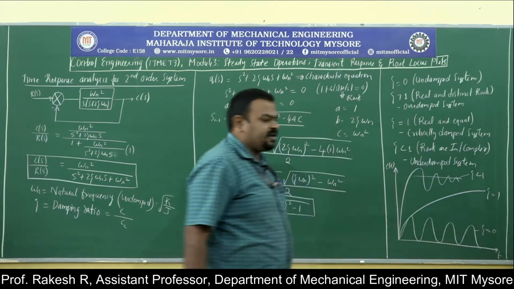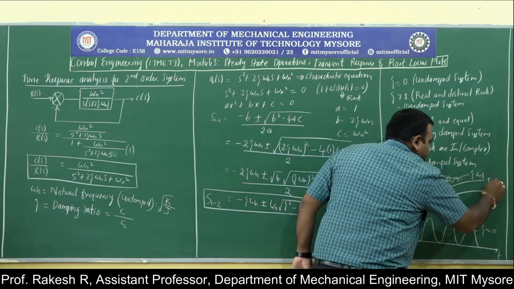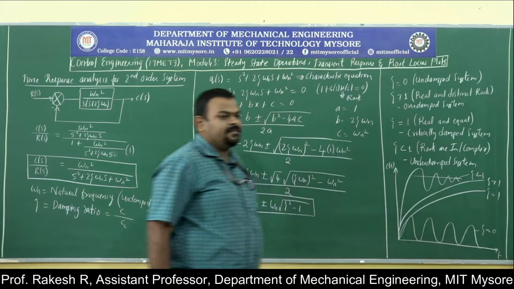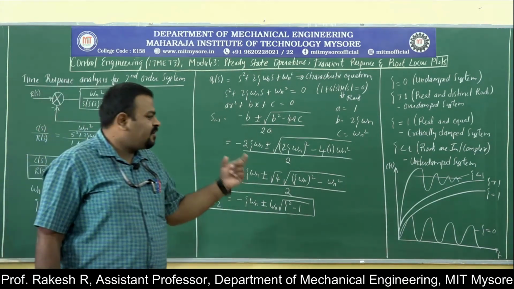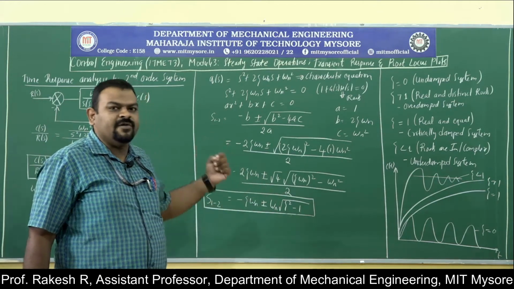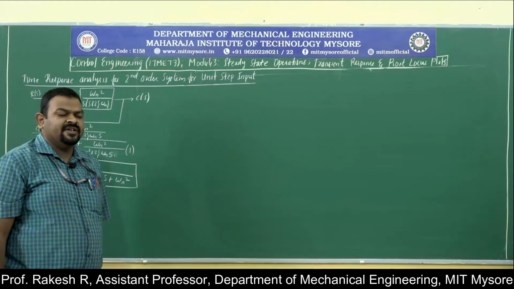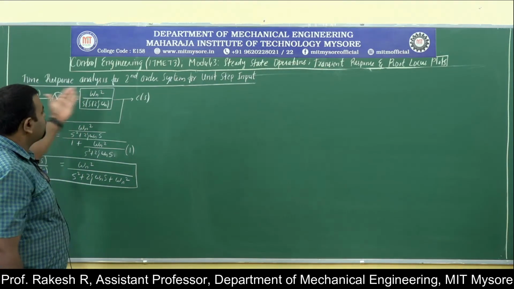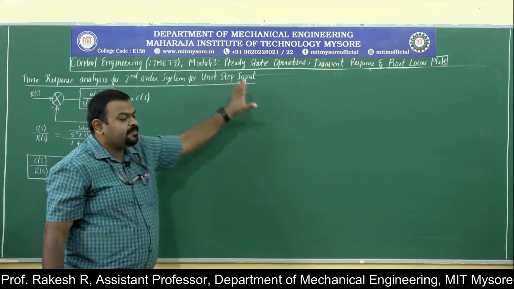So these are the different graphs. If zeta is greater than 1, this is the graph. It is an overdamped system. So these are the different characteristics of controlled output versus time for a second order system. Let us derive the different cases of time response analysis for a second order system, considering a unit step input.